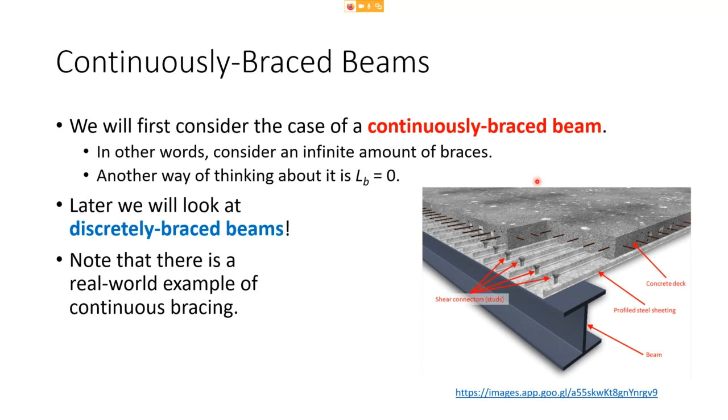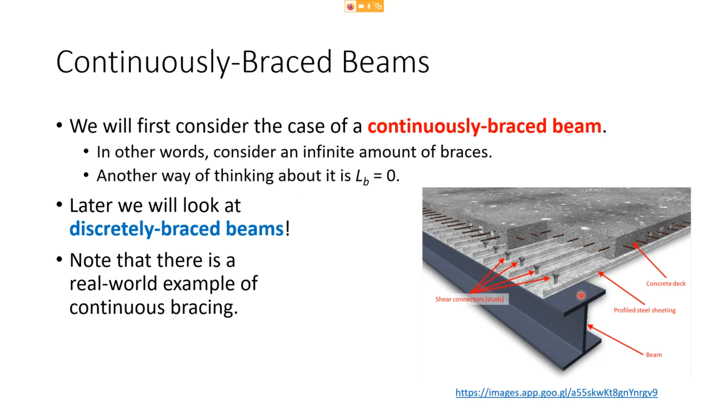Now, I do want to be clear that just because I'm saying LB is 0, I don't want you to think that this is just a mathematical abstraction that never happens in real life. It actually does. This is a real world example of a case where LB equals 0. What we have here is a scenario. Here's the beam, and the beam's going like this.